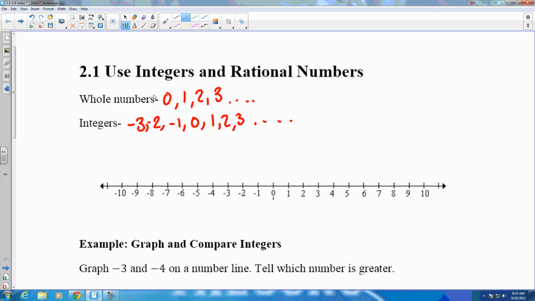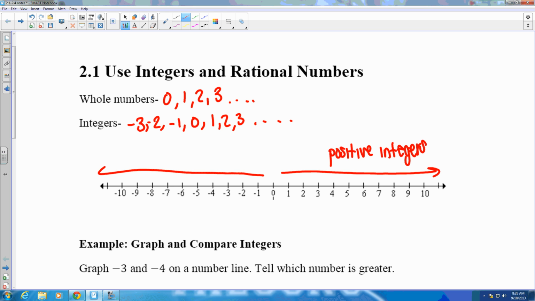Zero is neither a positive nor a negative integer, and positive is going in the right direction, and negative is going in the left direction.